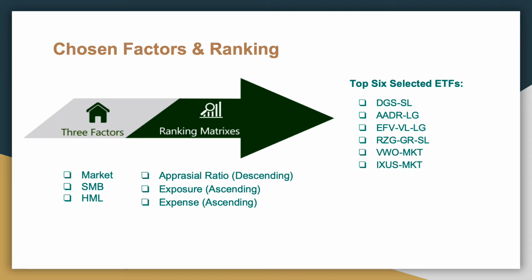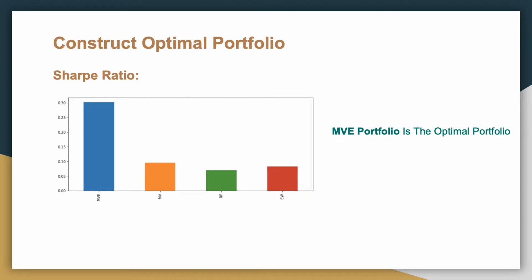slide. Now that we know those are the 6 ETFs we want to include in our portfolio, we decided to use 4 strategies to see which one is the optimal portfolio. So under MVE, mean variance efficient, minimum variance, risk parity, and equal weighted, given that MVE returns the highest Sharpe ratio, the MVE portfolio is our optimal portfolio.